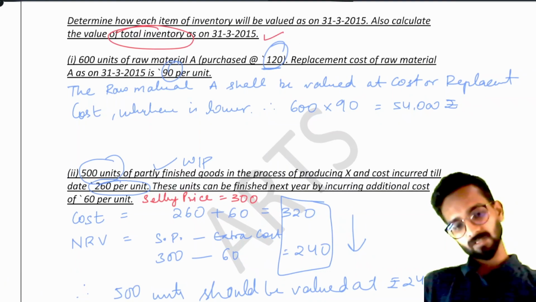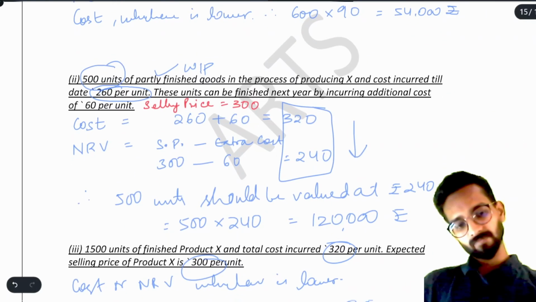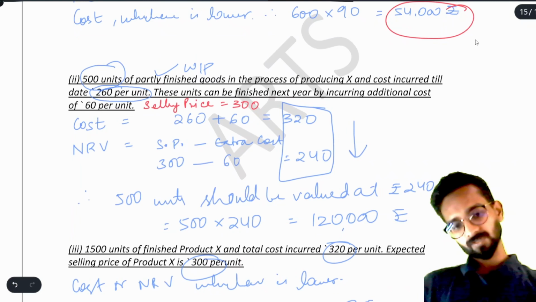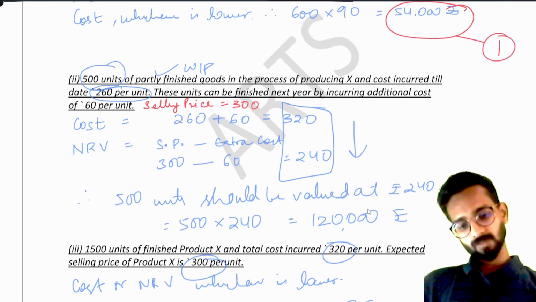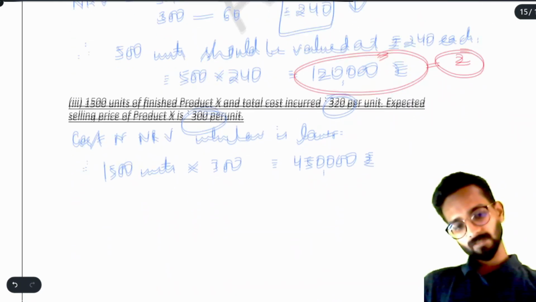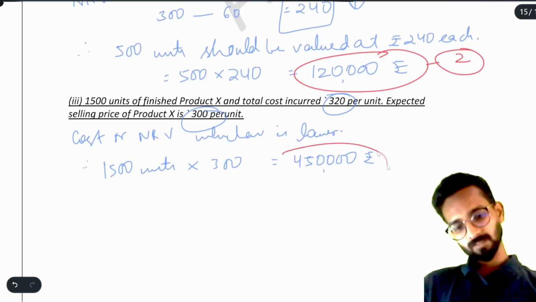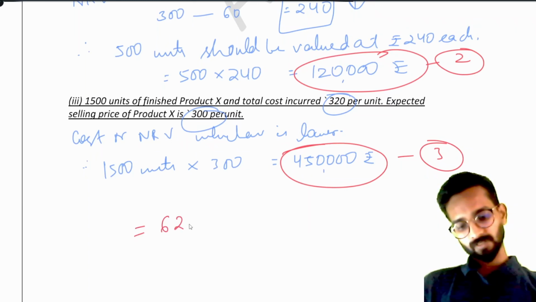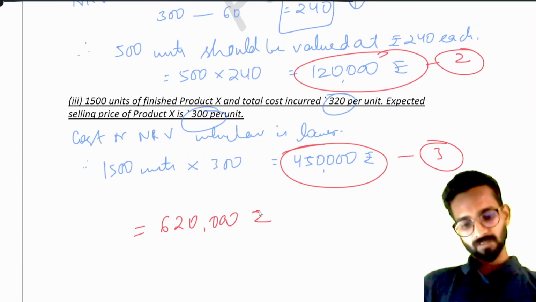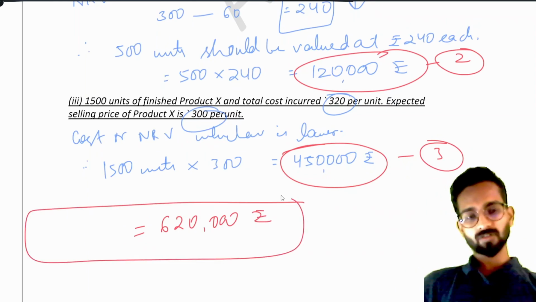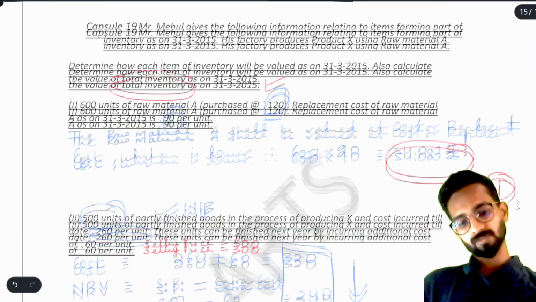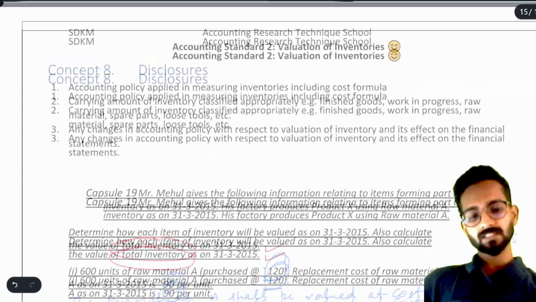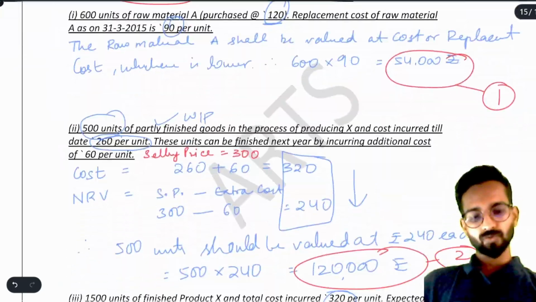When they are asking us about the total value of the closing stock, the total inventory value as on 31st March, what all values will we add? We will add 54,000, 1,20,000 and 4,50,000. Okay. So the total will be 6,20,000 rupees. This is your value of inventory as on 31st March 2015. Understood? This is our Accounting Standard 2.